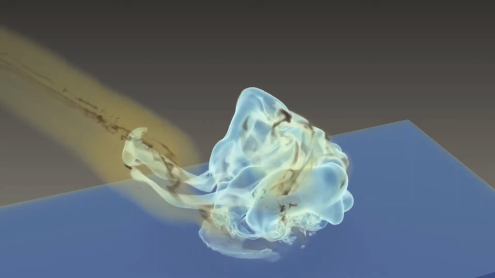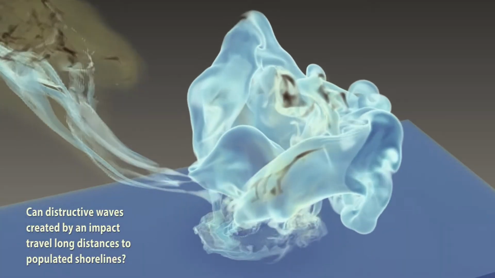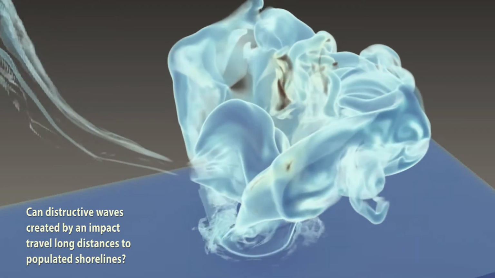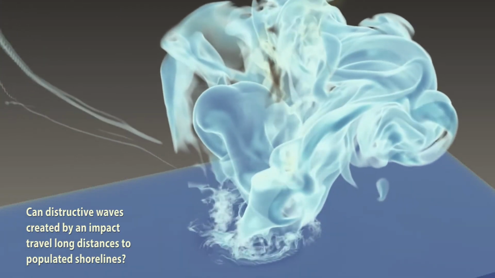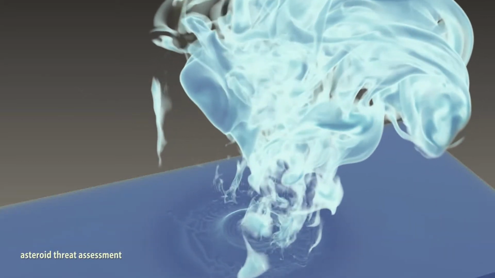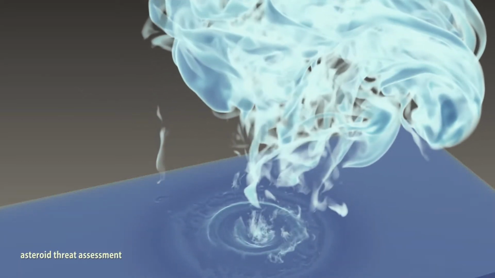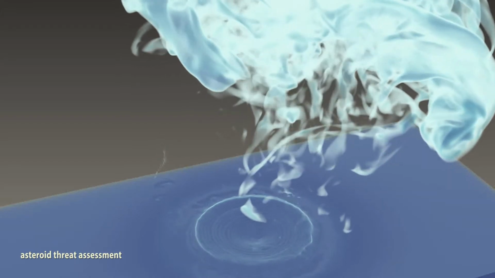The threat from an ocean impact far from land is more difficult to assess. In particular, we want to know if destructive waves created by an impact can travel long distances to populated shorelines. To understand these threats, NASA held the second International Workshop on Asteroid Threat Assessment, focusing on asteroid-generated tsunamis.